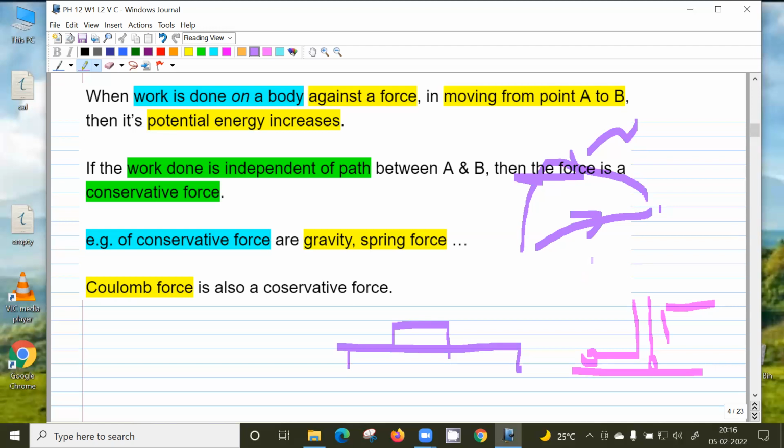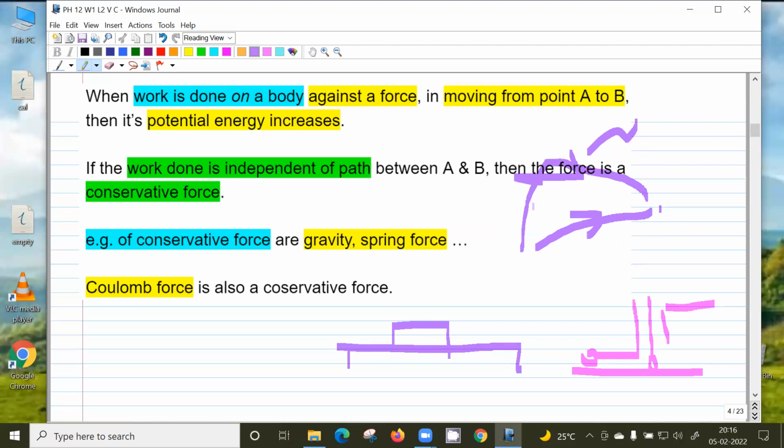Friction depends on path length as well. No, the friction force is independent of path, but the work done against friction is dependent on path length. If the path length is more, then the work done should be more. Suppose this point is A, this point is B. I'm taking a car from here to here, and another path is this one. On which path is the fuel spent more? A, that is the curved path.